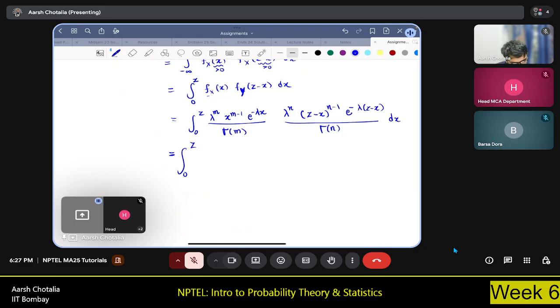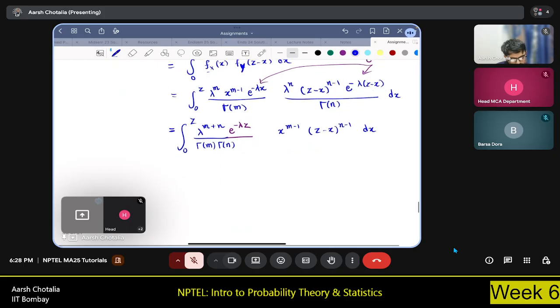First, let's collect the terms which do not depend on x, because those can be taken out. Lambda raised to m and lambda raised to n. So that becomes lambda raised to m plus n divided by gamma m gamma n. And these two terms together, e raised to minus lambda x, and this is e raised to plus lambda x. So that gets cancelled, and only e raised to minus lambda z stays. So e raised to minus lambda z, and the function of x is just x raised to m minus 1, z minus x raised to n minus 1, dx.